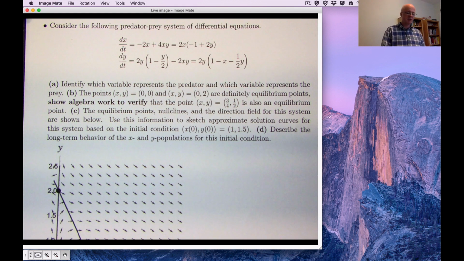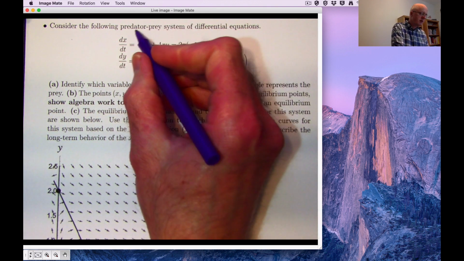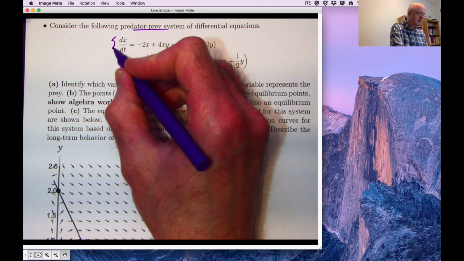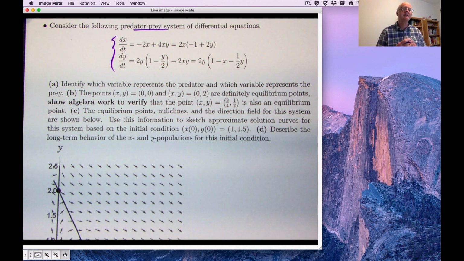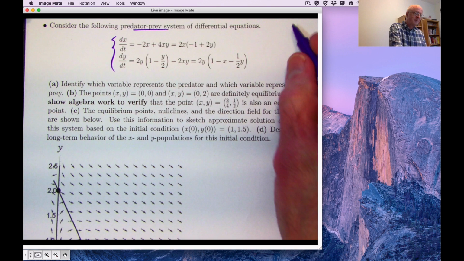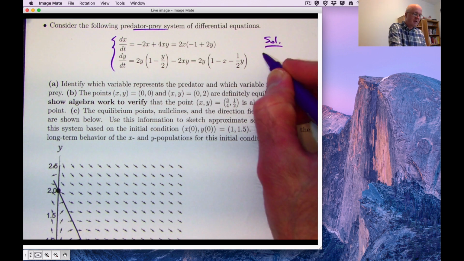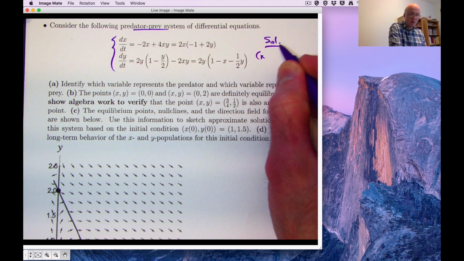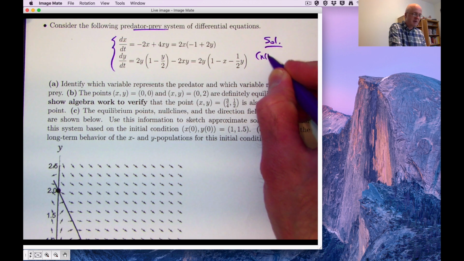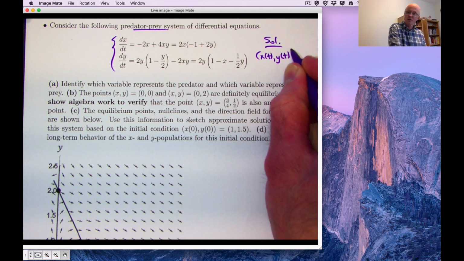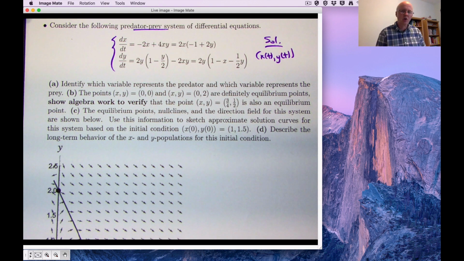We have a system of differential equations here called a predator-prey system. You think about both of these equations as a unit. You want them to be both true for solution curves at the same time, where a solution curve consists of a first coordinate or component as a function of time, and a second coordinate or component as a function of time. It's really a parametric curve.